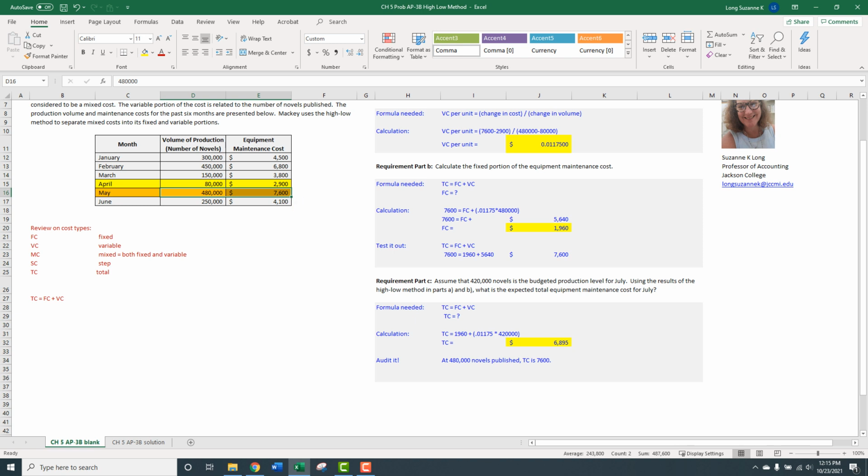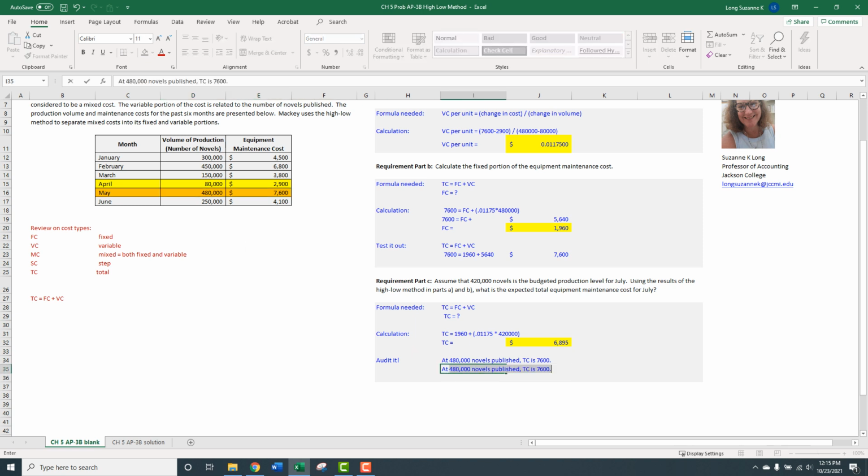And then we just figured out that at 420,000 novels, total cost is $6,895. Let's type that up. 420,000 novels. Total cost is $6,895. And then just look at these two statements. These two sentences summarize what was given and what we calculated. How does that look? 480 versus 420, 7,600 versus 6,895.